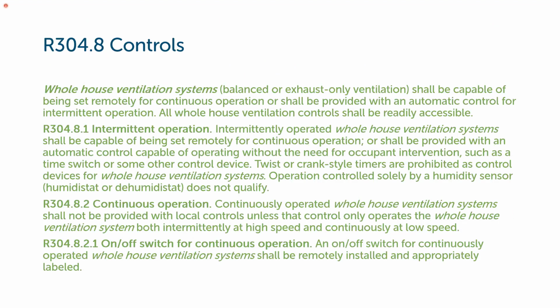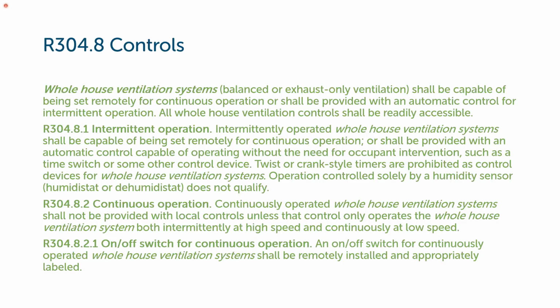Okay, controls. I'm not going to go through this in detail, but R304.8 calls out the specific control requirements for ventilation systems. So essentially, the gist of this is it needs to run automatically without a human fiddling with it. We see a lot of ventilation systems installed in buildings that don't get used because the occupants have turned them off, or they've turned off on their own because they've never had the filter changed or cleaned, for inaccessibility, or because the owner doesn't even know that needs to be done.